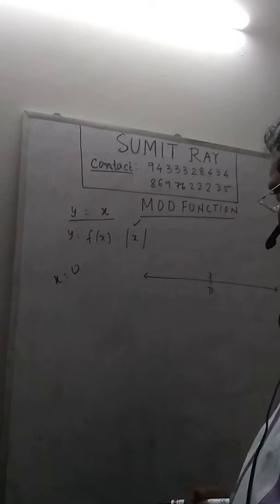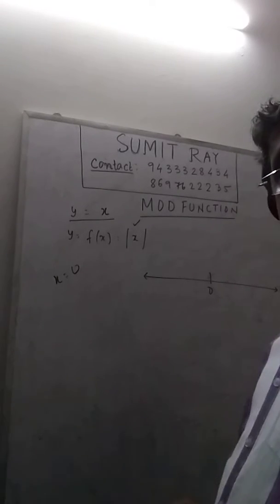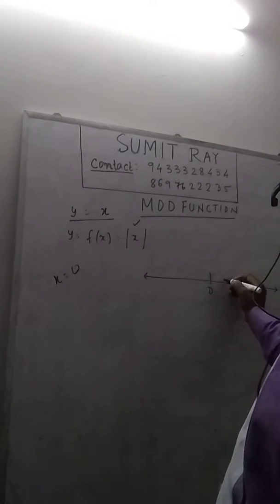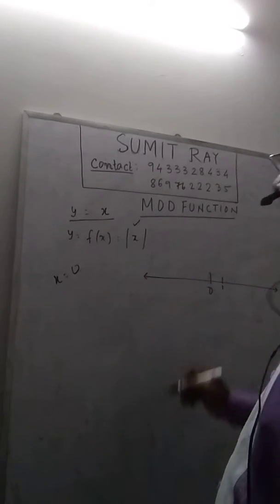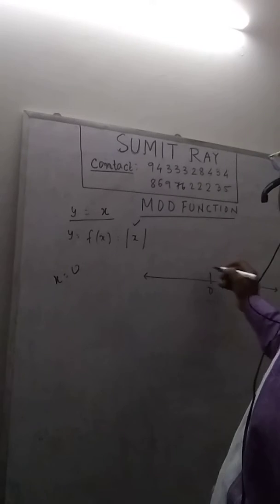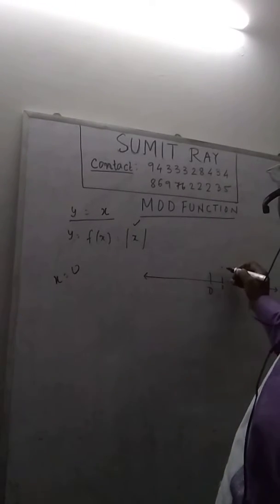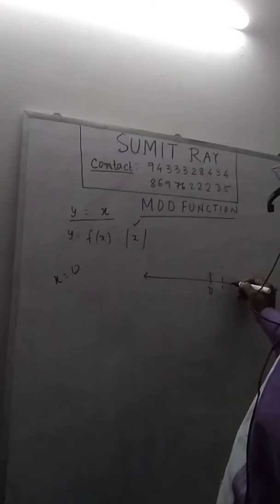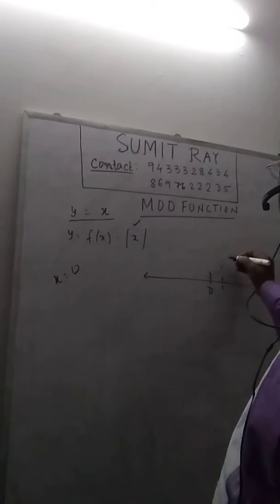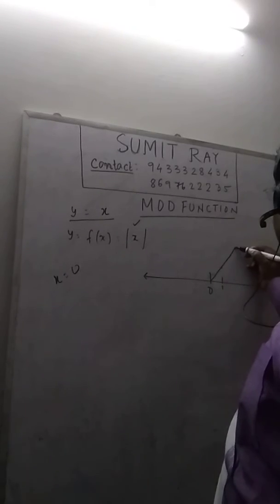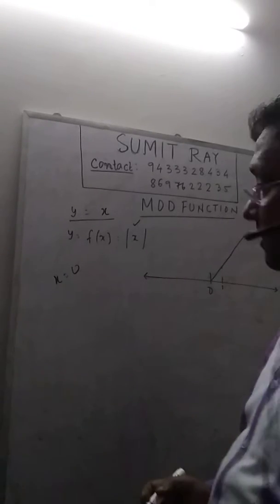Following this, suppose x is equal to 1, if I put it over here, then the corresponding value should be 1 following the previous one. Suppose this is 1. If x is equal to 2, that is 2. And if I join this, I get this graph.